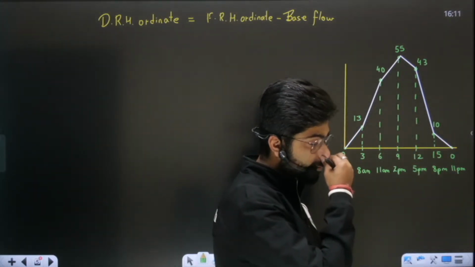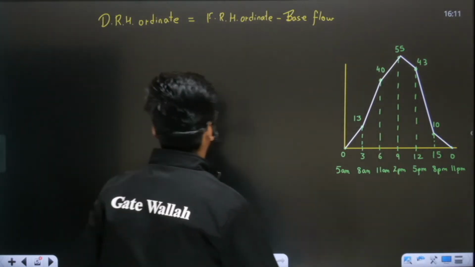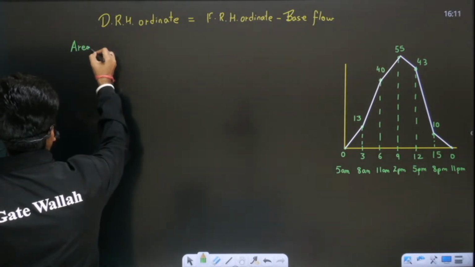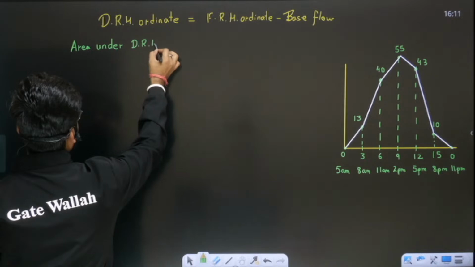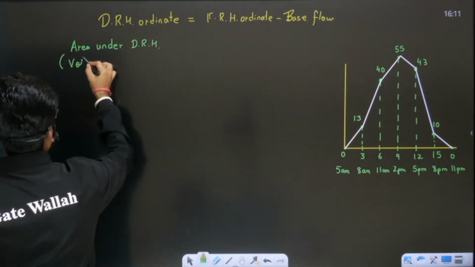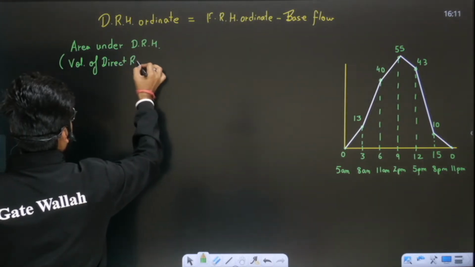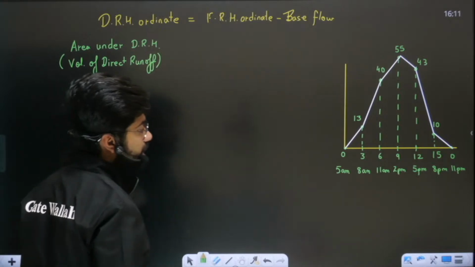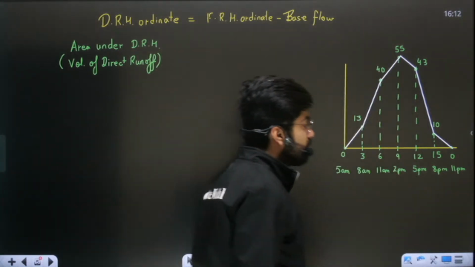Now what I have to do is find the area under the DRH. Why? Because the area under the direct runoff hydrograph will give me the volume of direct runoff. So how will I find the area?